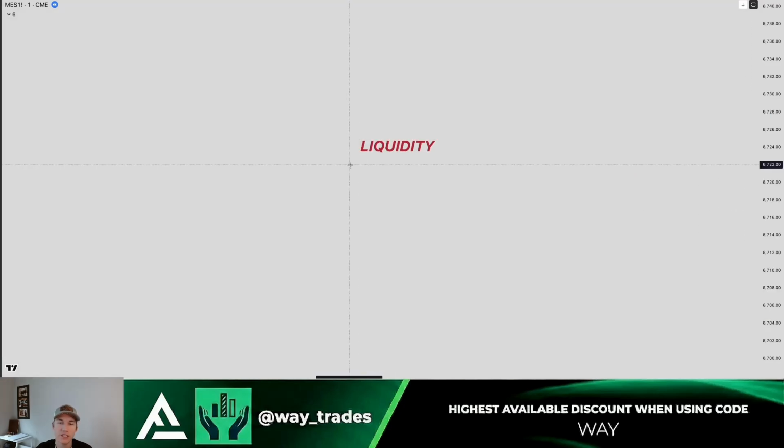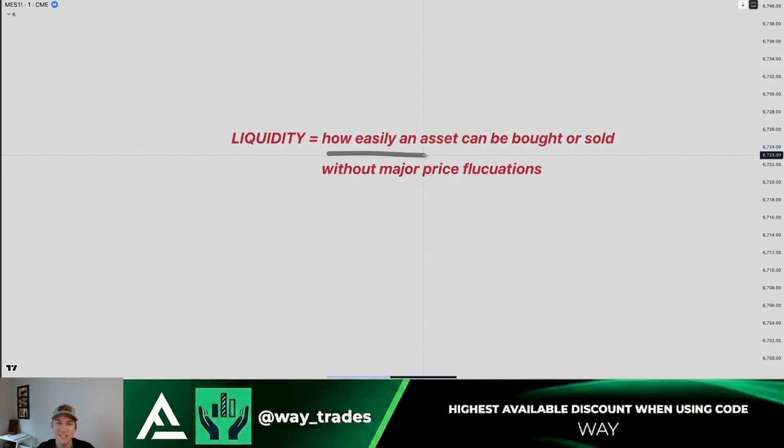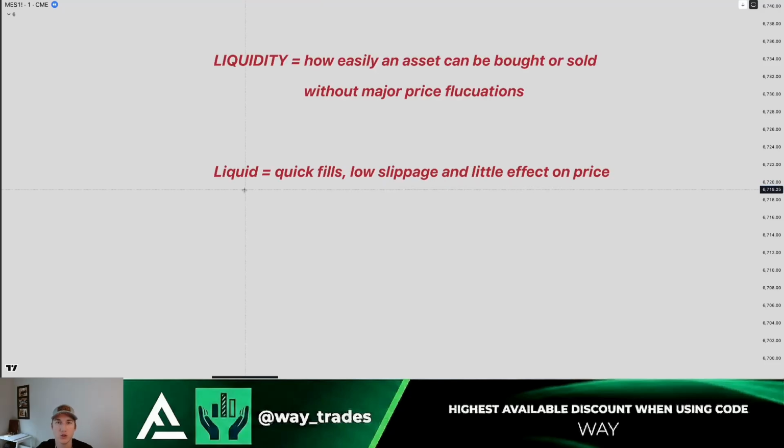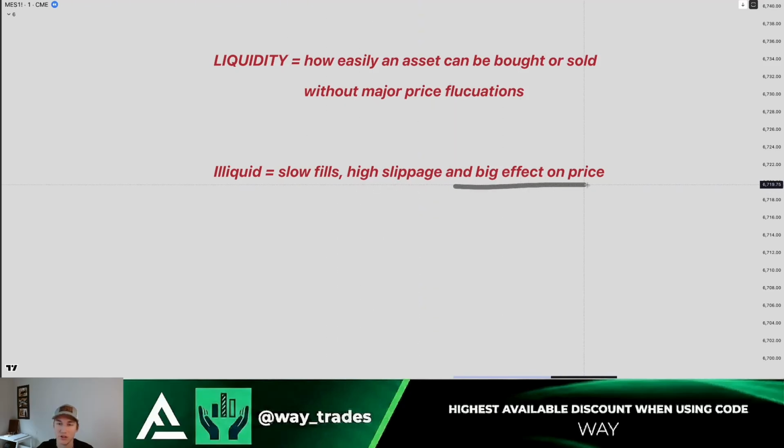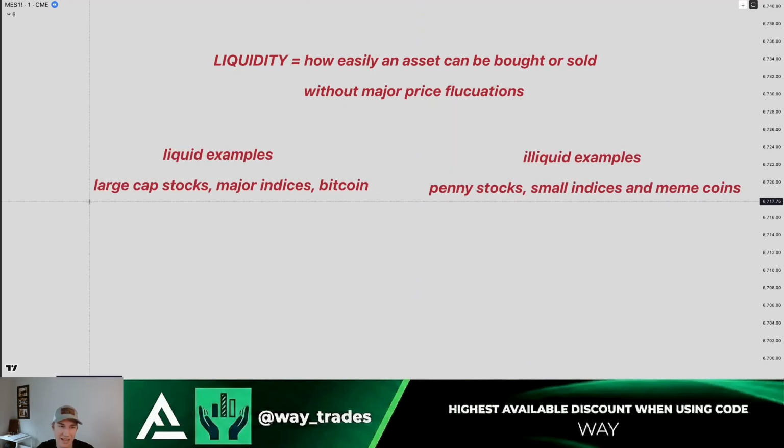Now, to understand a liquidity sweep, you first need to understand the basics of liquidity, and to understand the concept in depth, here's the definition: how easily an asset can be bought or sold without major price fluctuations. So a liquid asset would give quick fills, low slippage, and little effect on price. An illiquid asset will give you slow fills, high slippage, and a big effect on the change of price. Some examples of a liquid asset would be large cap stocks, major indices, and Bitcoin, and some illiquid examples would be penny stocks, small indices, and meme coins.